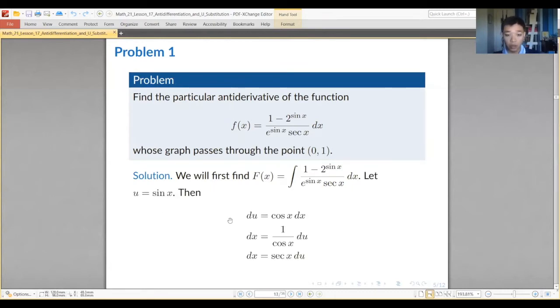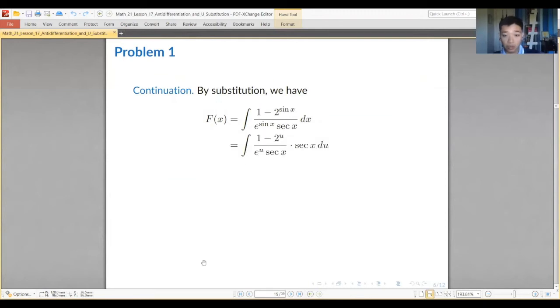So if you do, we know that if you get the derivative of u, you get du. And then if you want to get the differential of sine x, you get cosine x dx. And then if you do some manipulation here, you'll get dx equals secant x du. And as you can see here, that's going to mean something to us once we do our substitution. So if you do your substitution, you see here that the sine x has been replaced by u, and your dx has been replaced by secant x du. Of course, you have a secant x here in the denominator. You can cancel out and then be left with this.